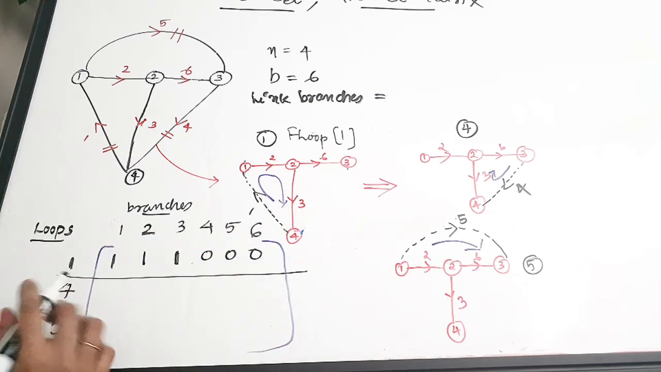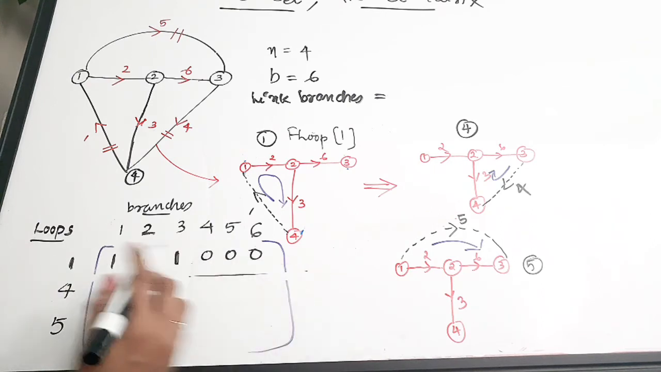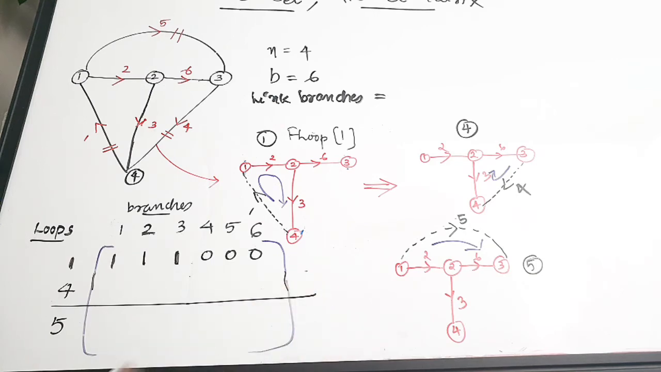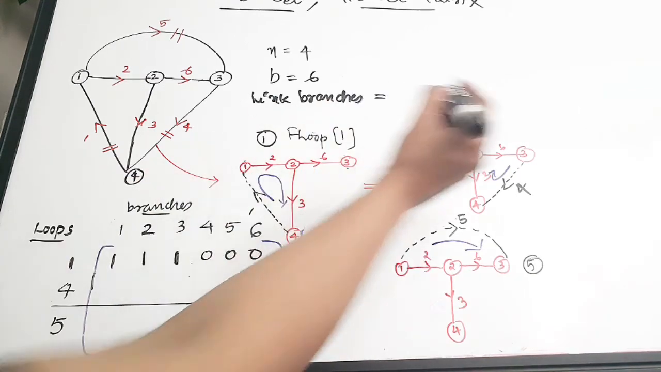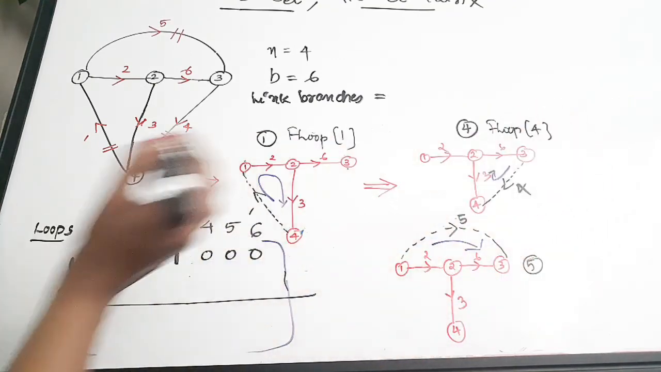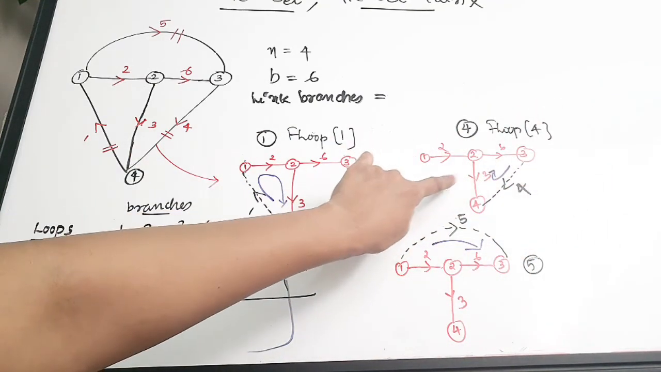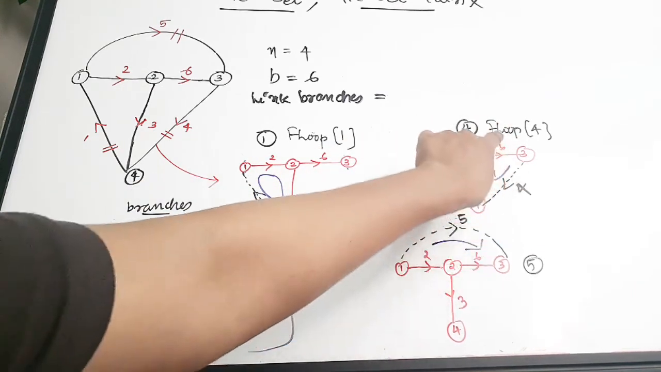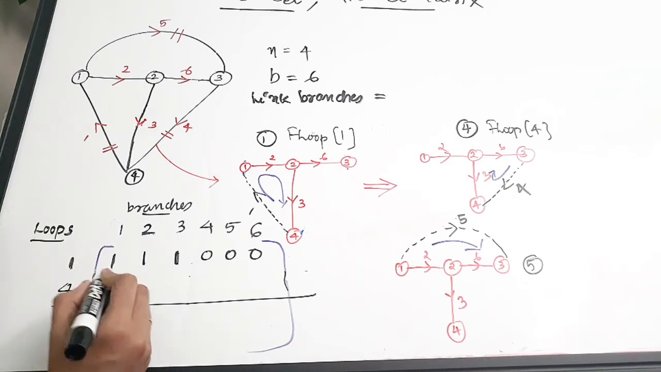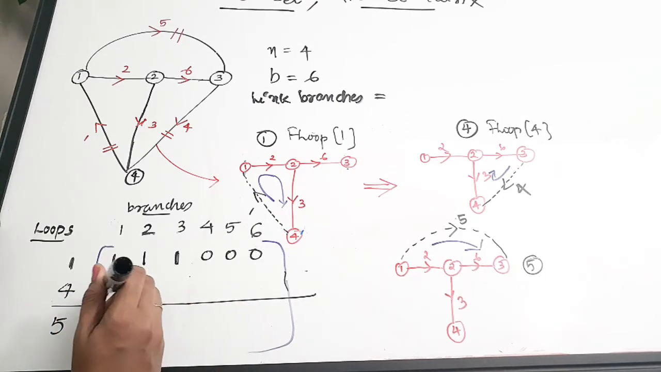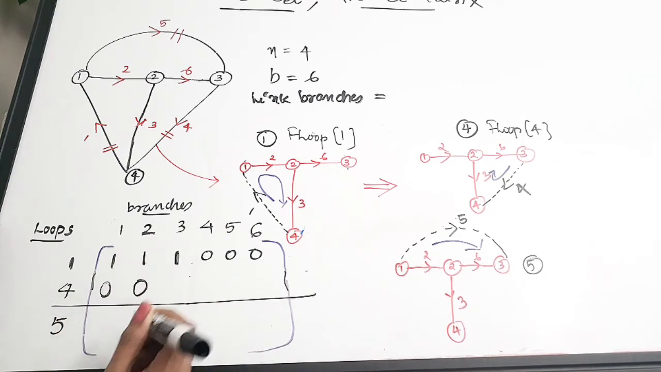Next, moving to your second row. So, for the second row, you have to take your F loop 4. Okay, so this is your F loop 4. Now, we have to look here. In F loop 4, there are 3 branches, which are 3, 4 and 6. Talking about your branch 1, it is not a part of F loop 4, so it is 0. Branch 2 also is not part of F loop 4, so it is again 0.